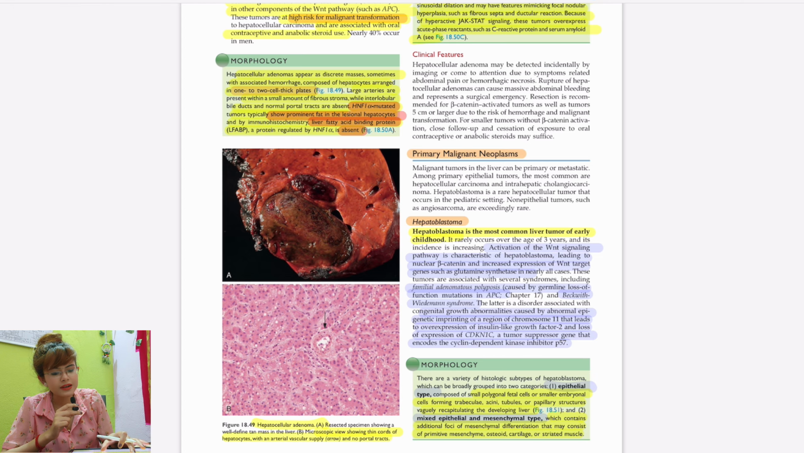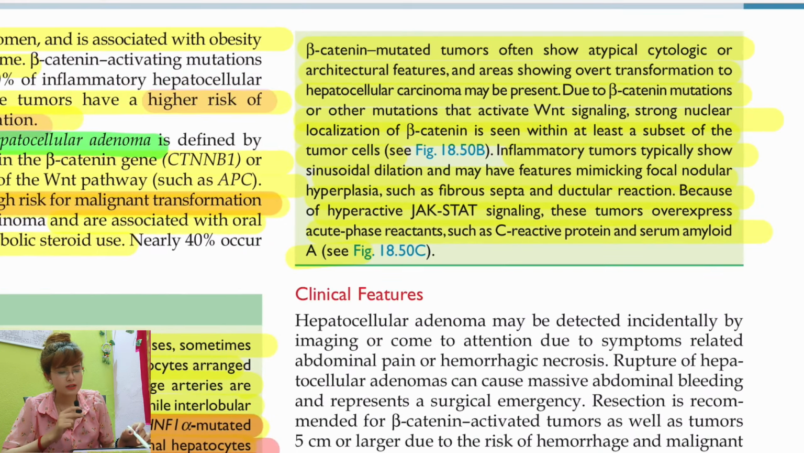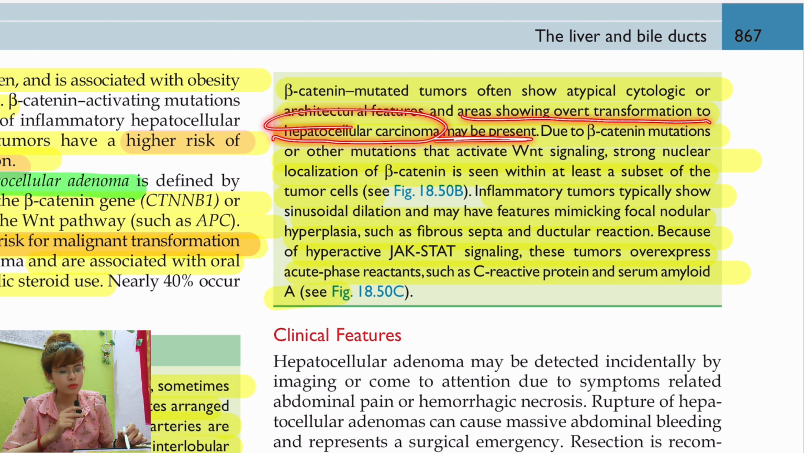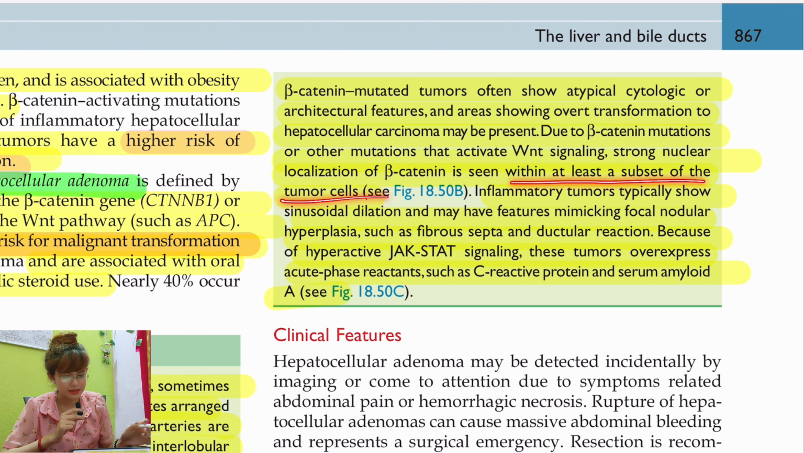Now what about the beta-catenin mutated tumors? These tumors will show atypical cytologic or architectural features, and areas showing overt transformation to hepatocellular carcinoma may be present due to beta-catenin mutations or other mutations that activate WNT signaling. Strong nuclear localization of beta-catenin is seen within at least a subset of the tumor cells.